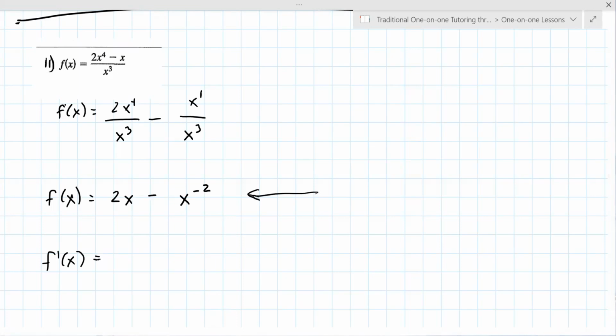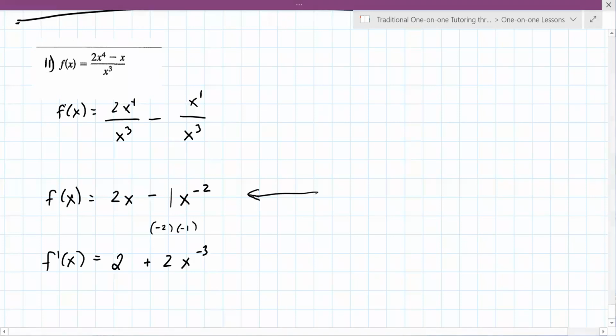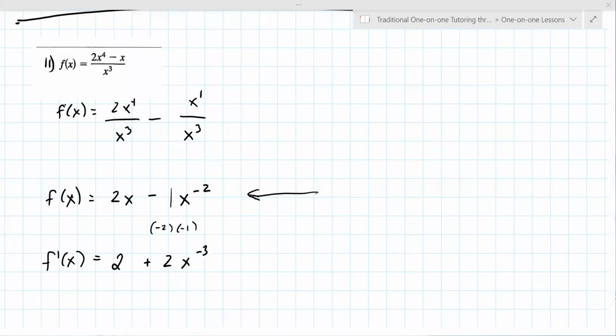Yes, I did it. Great. So your derivative: 2 plus, so remember there's really a 1 here. So it's -2 times -1. Yes, I did it. Great. Okay. All right. So now a new type of problem.